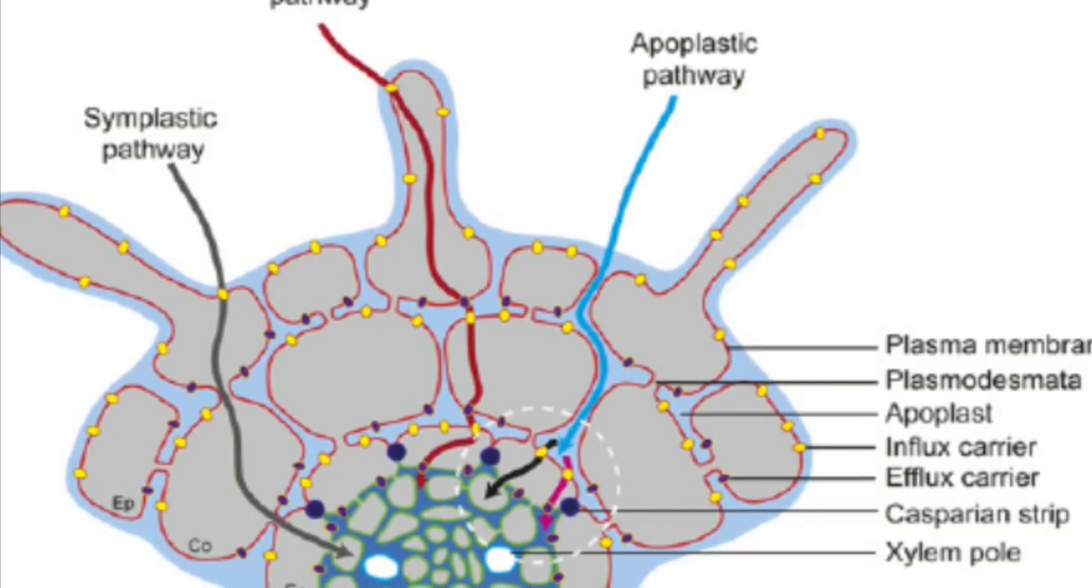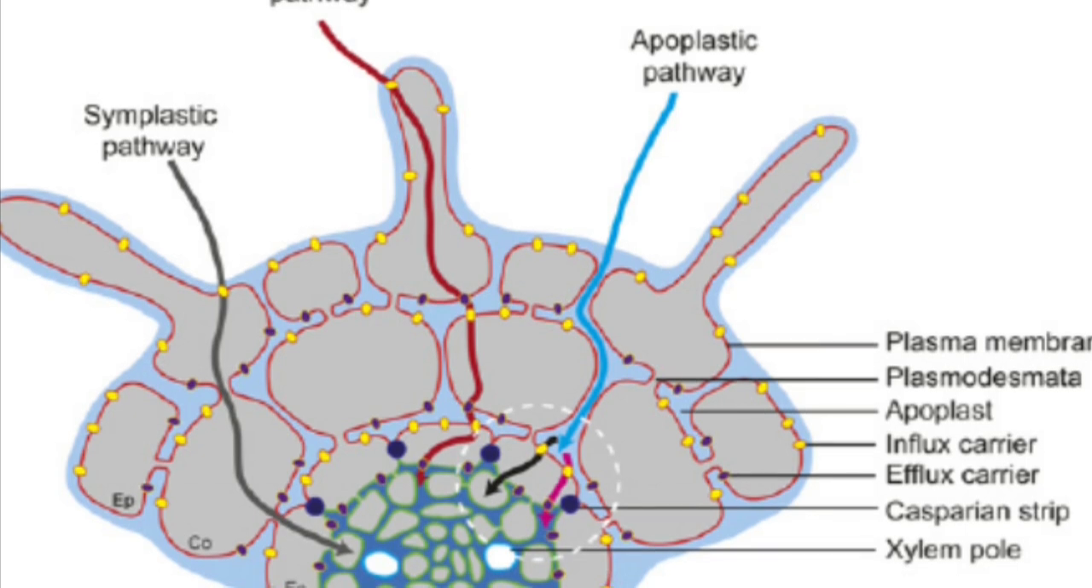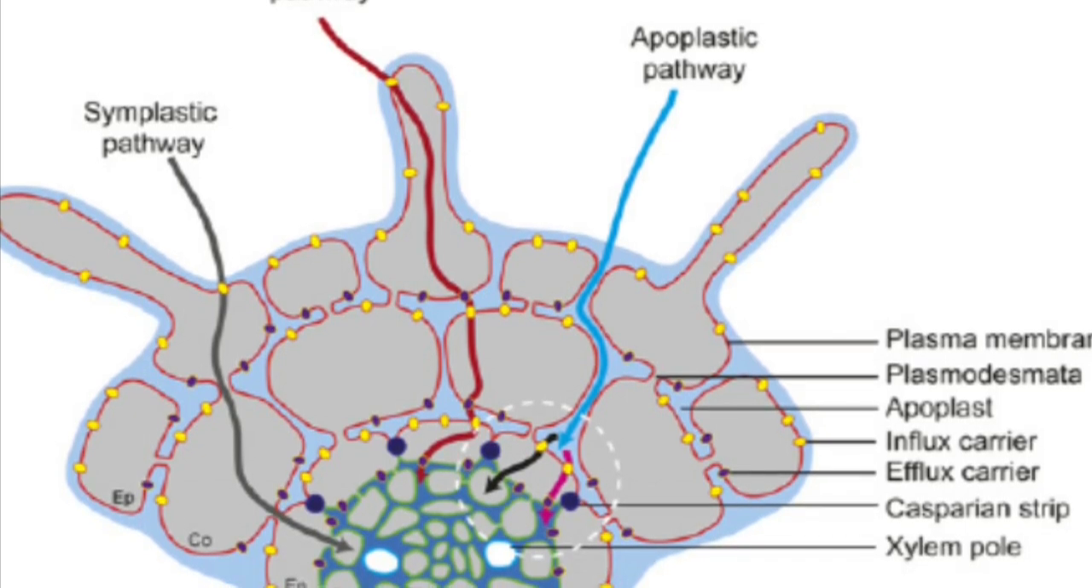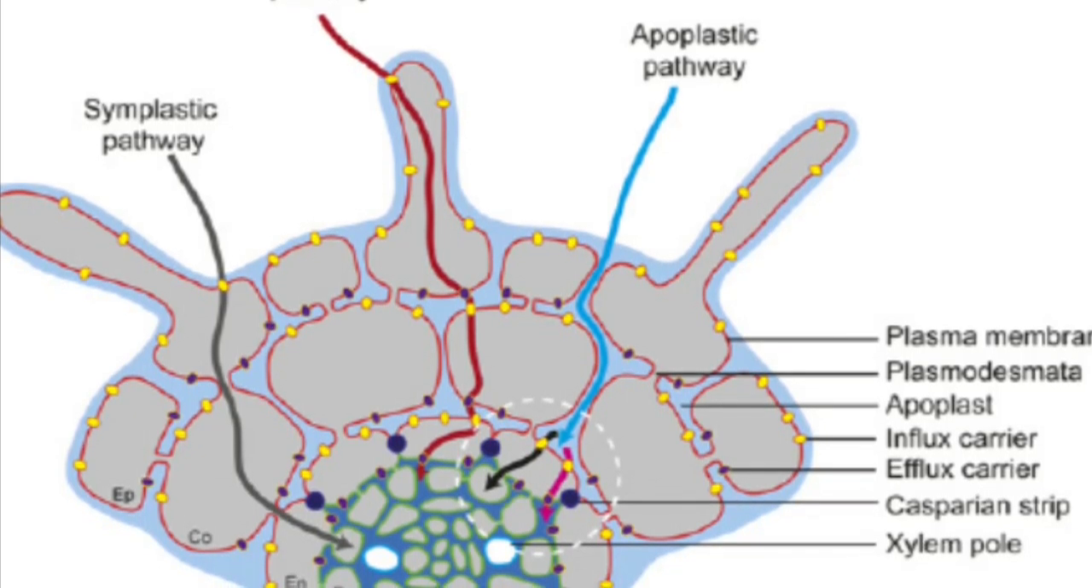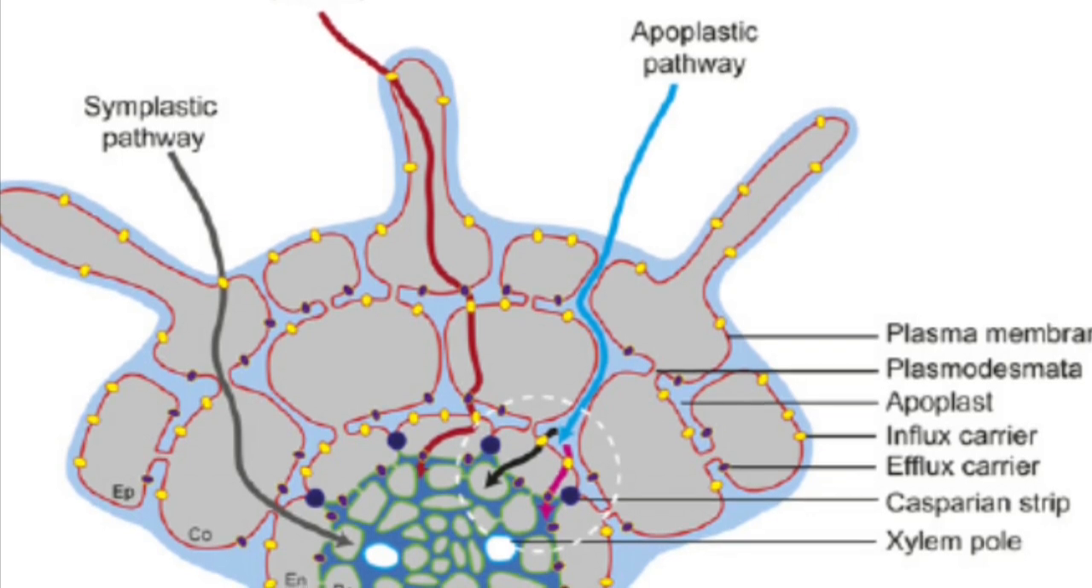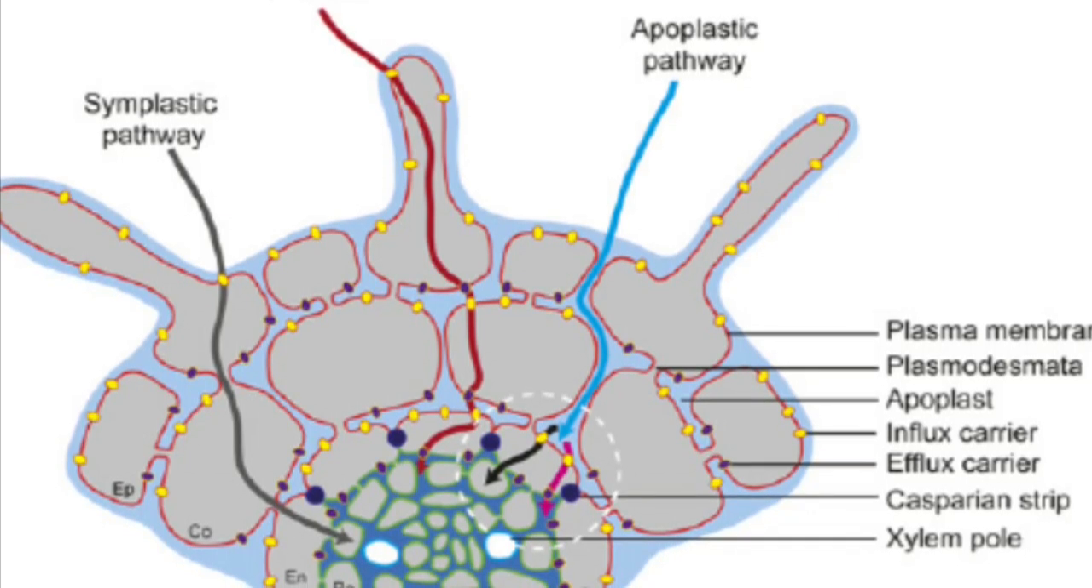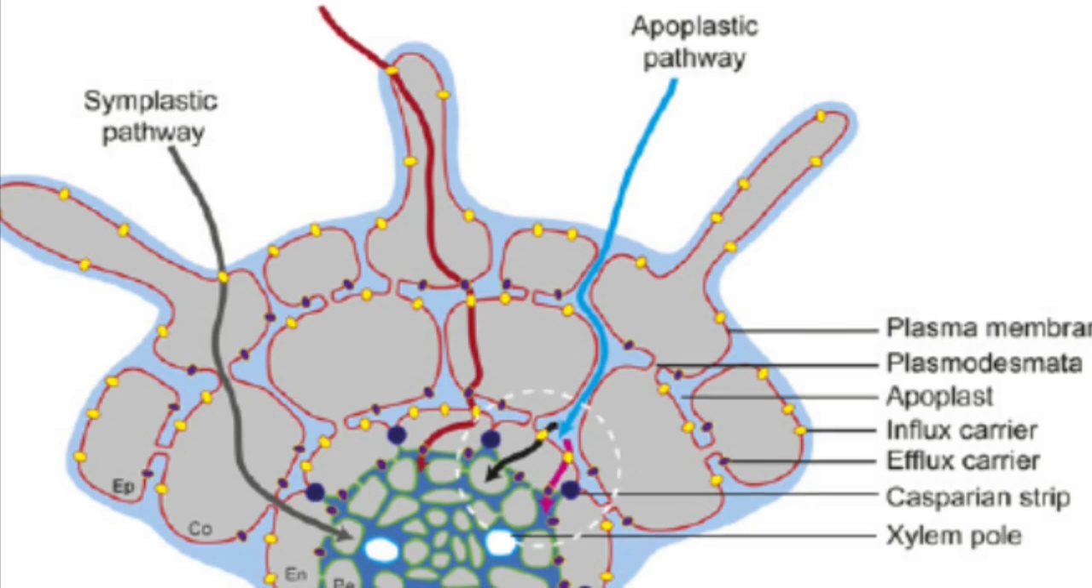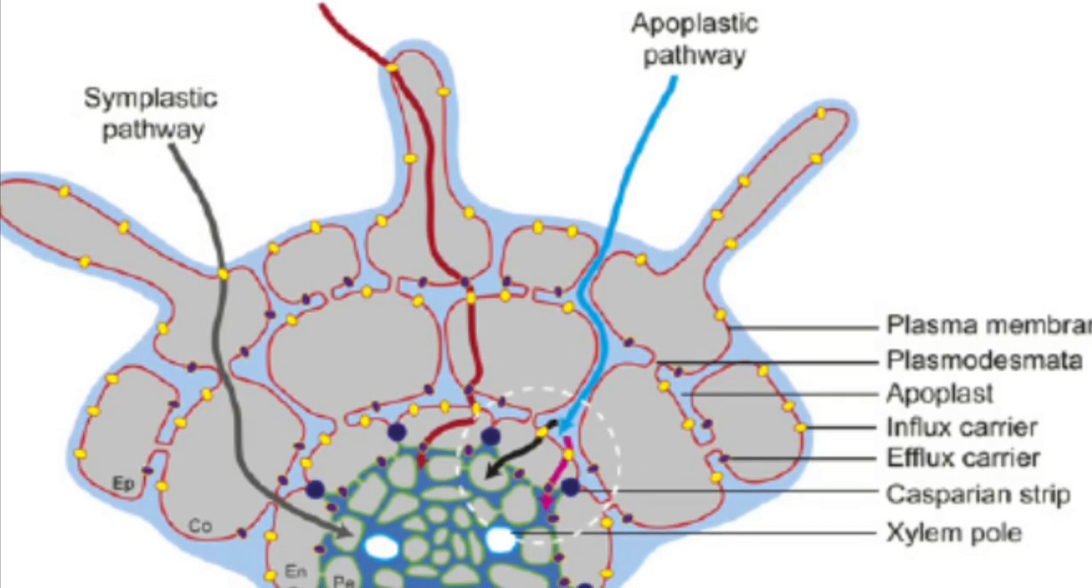Following the gray line to the left, we can see the second type of transport, known as the symplastic pathway. This is where water is absorbed through the epidermis of the roots. Here it can pass easily through the plasmodesmata of the cell from one protoplast to the next.